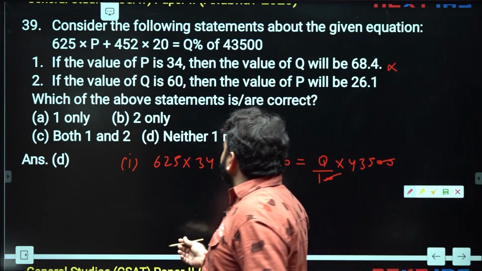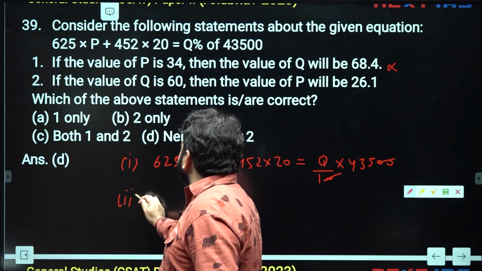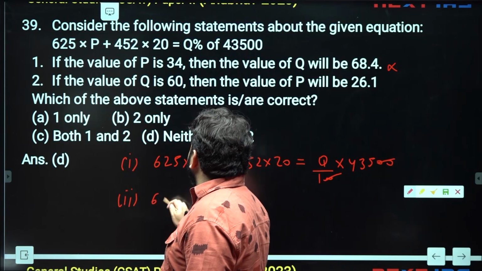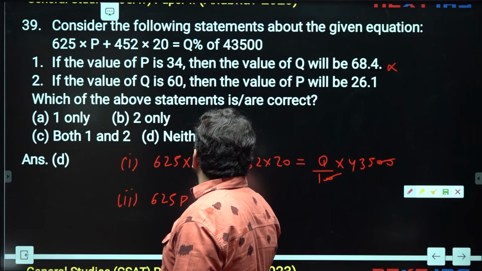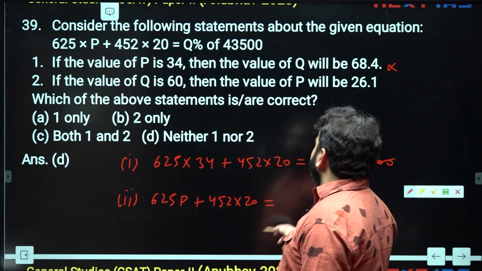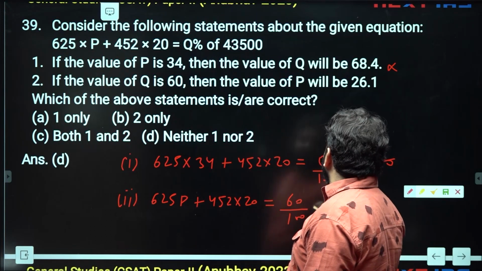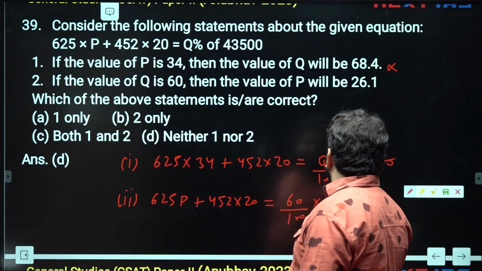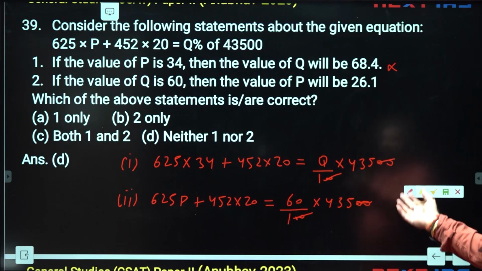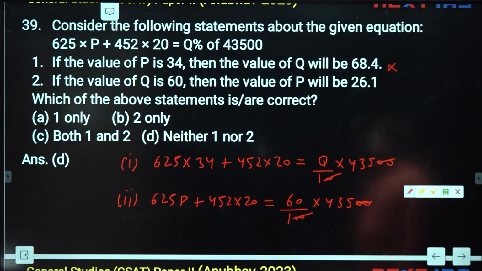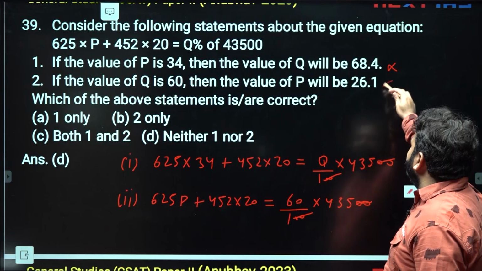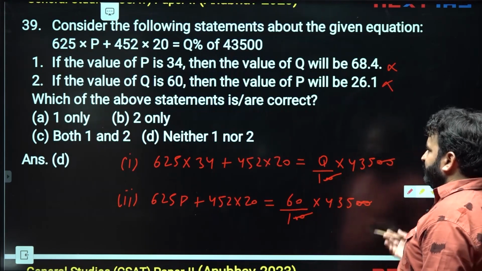Second one: if the value of q is 60, on the basis of the second, the value of p will be, so q is 60, so 625p plus 452 into 20 is q% of that, which is 60 upon 100 into 43500. Now solve this. After solving it, see whether you are getting the value of p as 26.1. It won't come, p as 26.1 you don't get, so this one is also wrong. Here neither the first nor the second is correct.